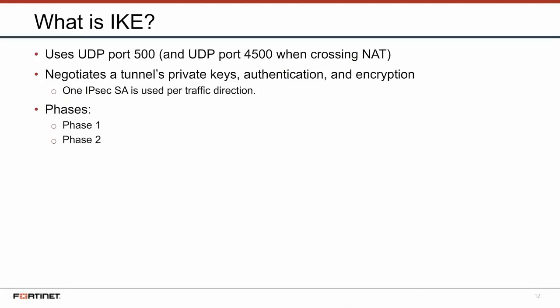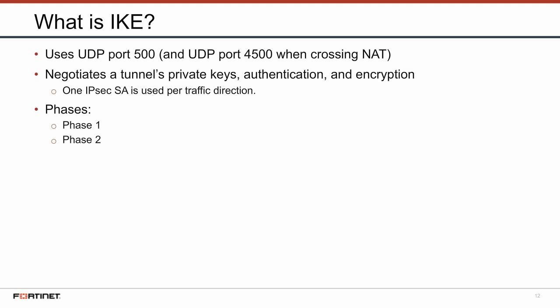IKE uses port UDP 500. If NAT-T is enabled in a NAT scenario, IKE uses UDP port 4500. IKE establishes an IPsec VPN tunnel. FortiGate uses IKE to negotiate with a peer and determine the security association, SA. The SA defines the authentication, keys, and settings that will be used to encrypt and decrypt that peer's packets. It is based on the Internet Security Association and Key Management Protocol, ISAKMP.